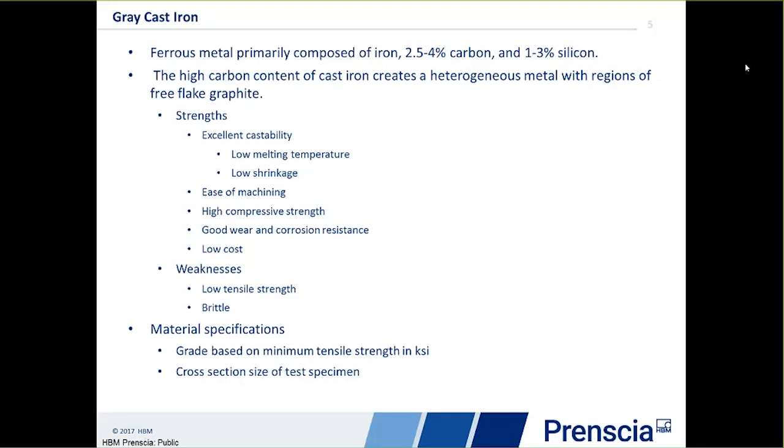On the downside, it's got a low tensile strength, and it has very, very low ductility. So it's a very brittle material. The other thing to mention is that gray cast irons are graded based on their tensile strength, but also they're graded based on the size of the specimen. The specimen size influences the fatigue behavior.